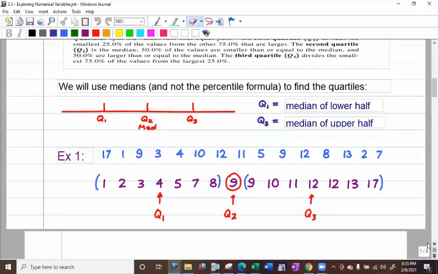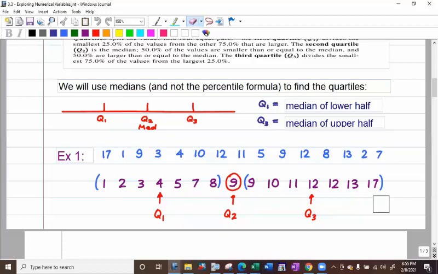Now, not in the calculator. Let me remind you, I'll show you in the calculator in a minute. You do not have to sort them for the calculator. You can enter them in just like they are, and the calculator takes care of that. But they have to be sorted to do it by this manual technique.